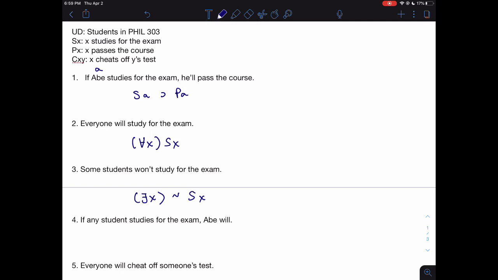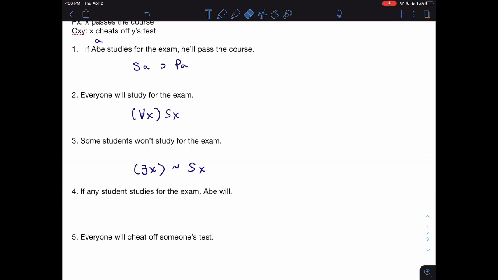Okay, so notice that this is saying something different from it is not the case that there exists an x such that x Sx. What this is saying is that no students will study for the exam. There doesn't exist any student such that the student will study for the exam. But what we want to say is that some students won't study for the exam. We don't know for sure whether any students will study for the exam, but we know that some students won't. And that's what this sentence represents. So again, you want the negation to go here and not at the beginning.